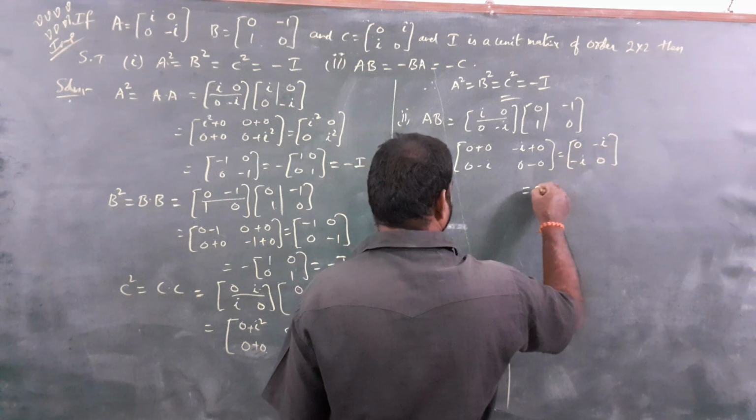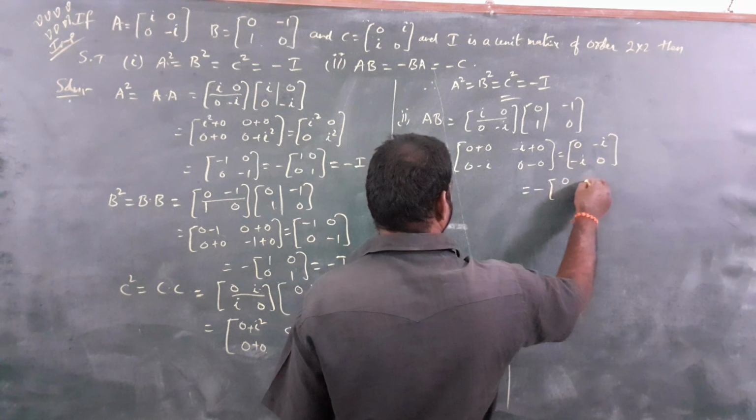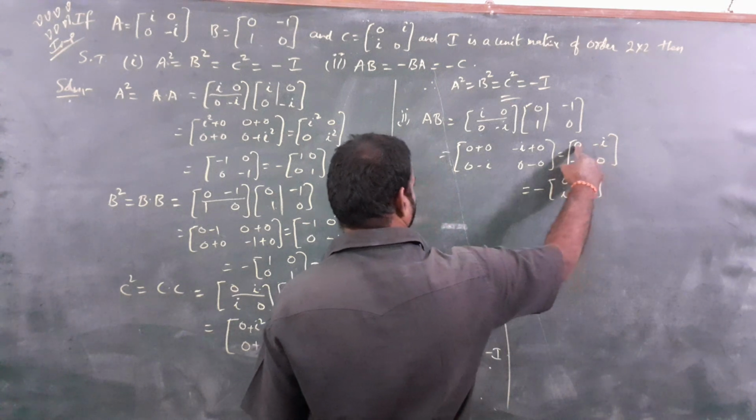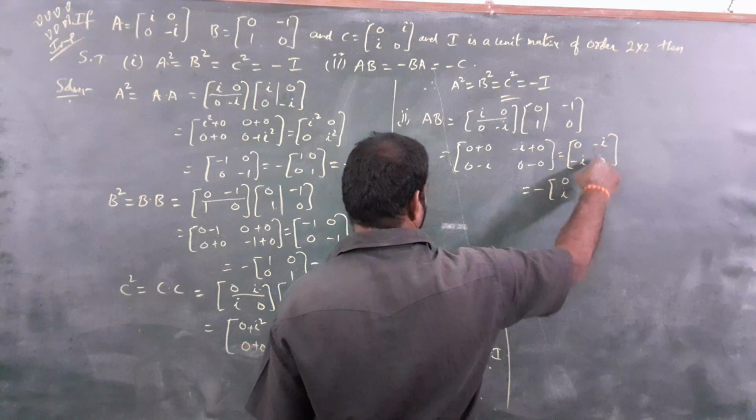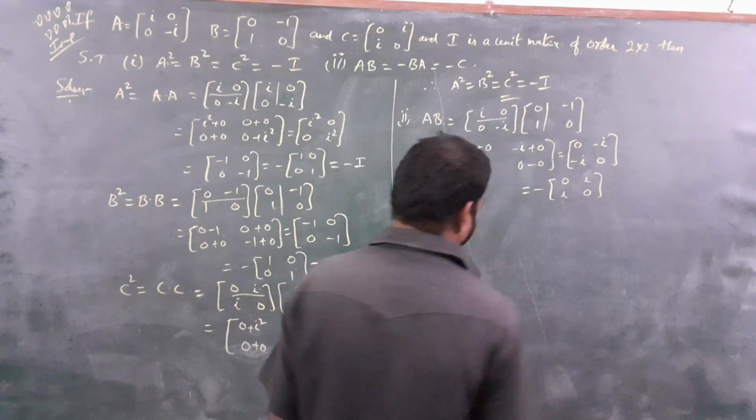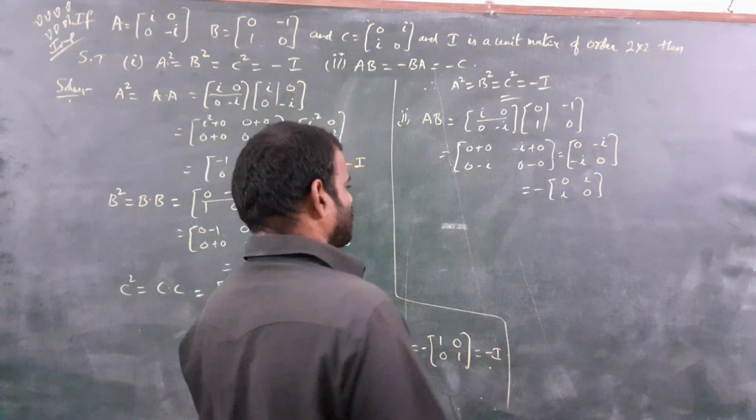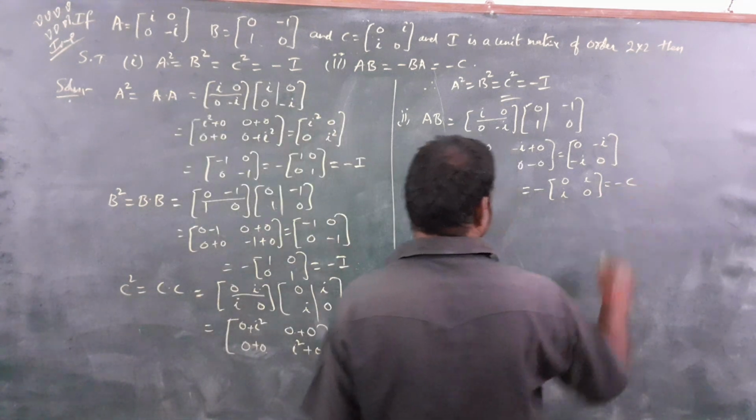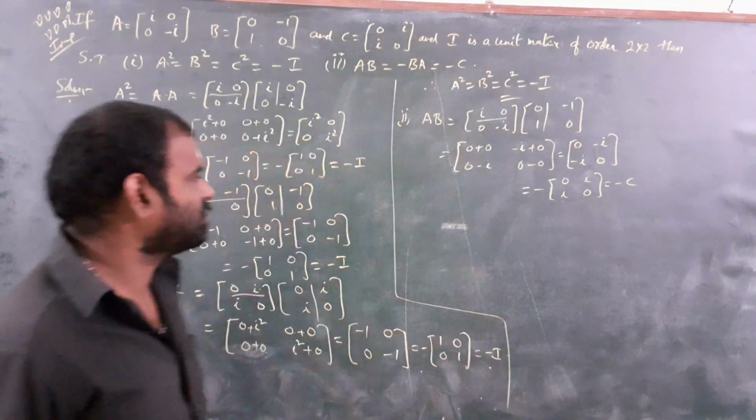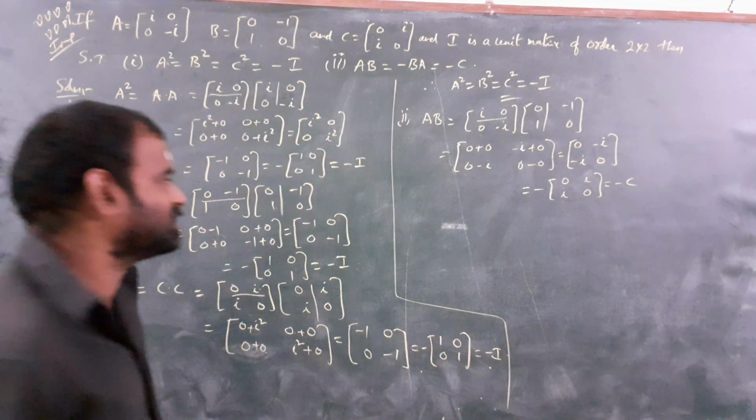You take minus as common from this, what do you remain? 0, I, minus I, 0. We took minus common, so there is no problem with the 0. Taking minus common gives plus, and here also taking minus common gives plus, no problem with the 0. Okay, so it is nothing but minus C. Minus of 0 I, minus I 0 means nothing but C. So AB is equal to minus C.